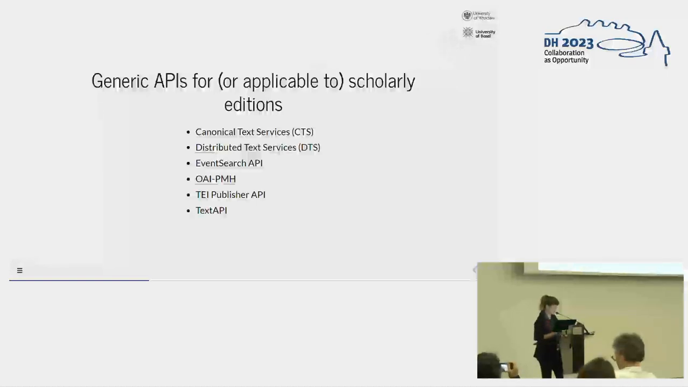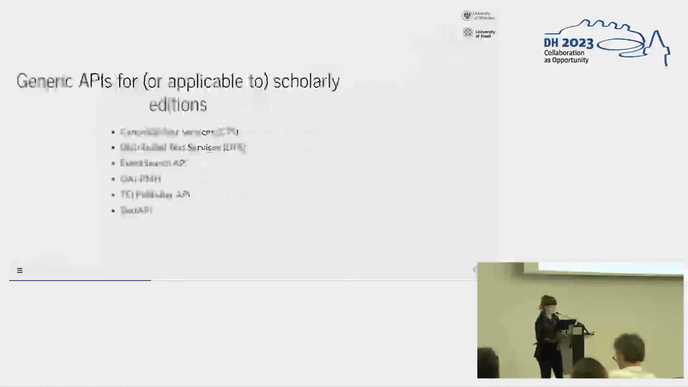And then the Text API is an effort of the Göttingen State and University Library, and is inspired by IIIF and the SRBR. And the main objects are collection, manifest, item, revision. So it is not TEI based, and they really say they don't want to be. And they have their reasons for doing that, but it can be mapped to a TEI edition.